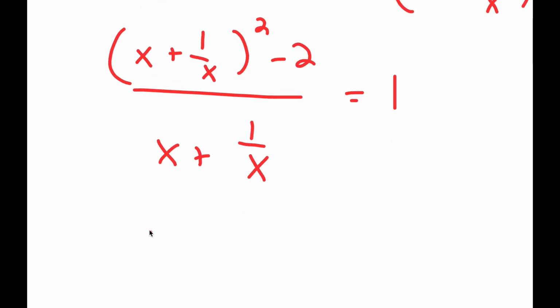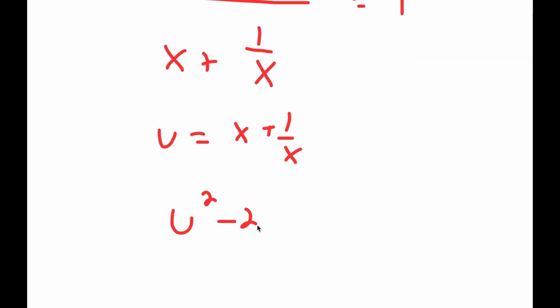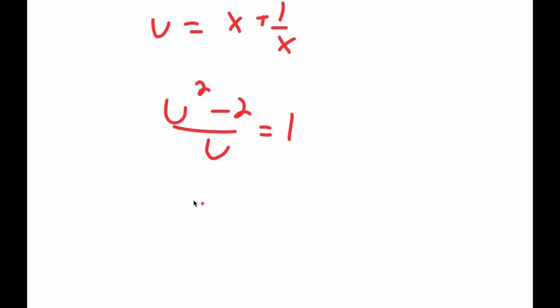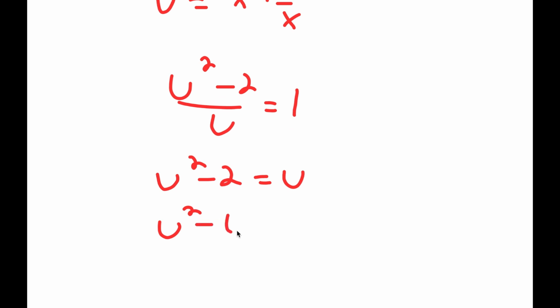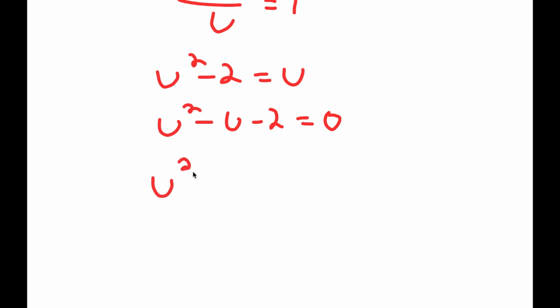Now from here, I'm going to let the variable u equal x plus 1 over x. So I get u squared minus 2 over u is equal to 1, meaning u squared minus 2 is equal to u. And u squared minus u minus 2 is equal to 0. So now I can rewrite this as u squared minus 2u plus u minus 2 is equal to 0.